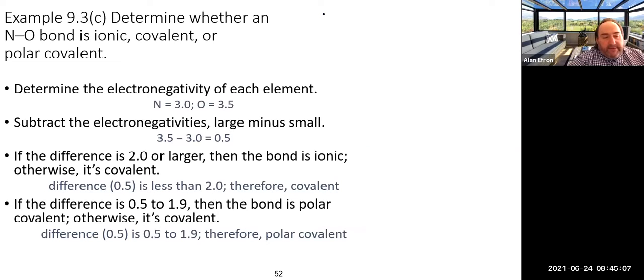So obviously we've done some examples like this previously, but if we wanted to know, is this nitrogen-oxygen bond ionic, covalent, polar, or non-polar, we would look at our electronegativity values, our N and our O, 3 and 3.5. We would subtract them. That is 0.5. That means that's above 0.4, but less than 2. So it would be a polar bond.